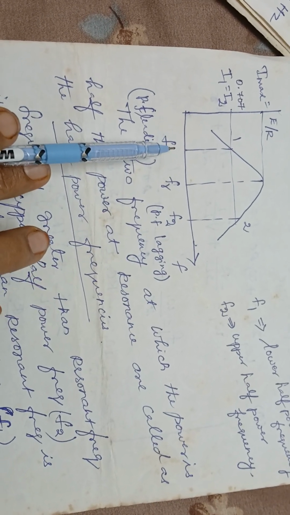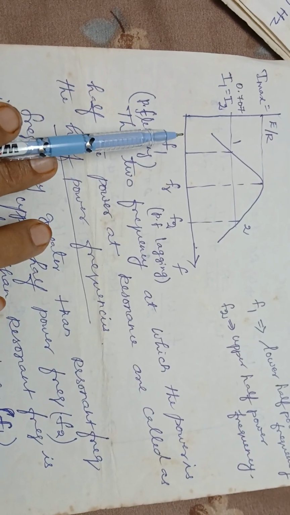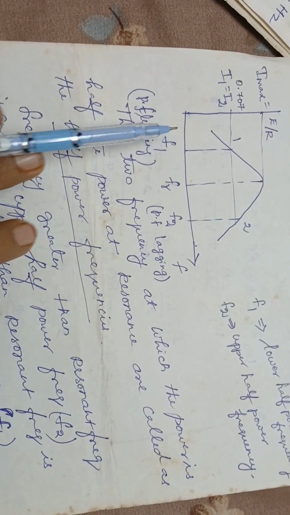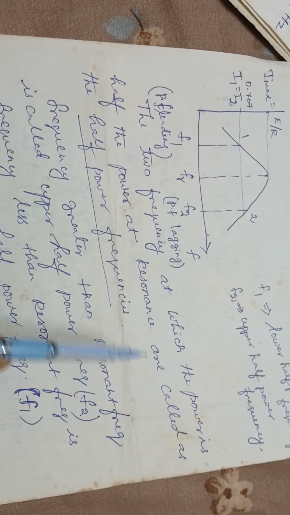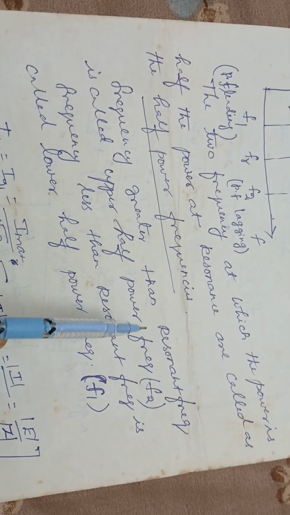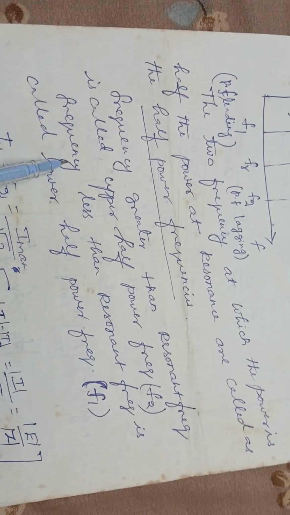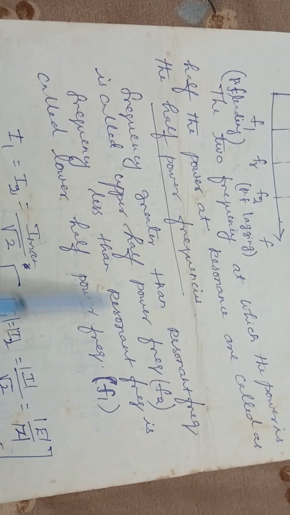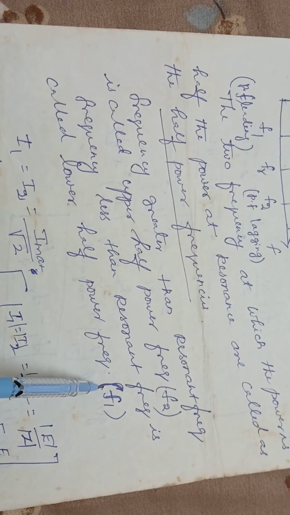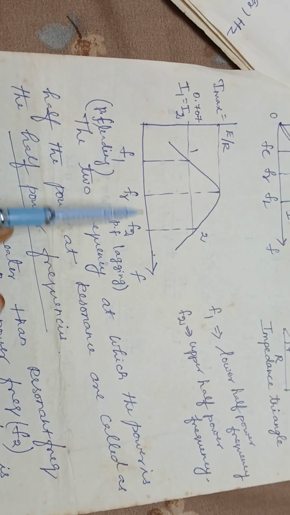So the two frequencies at which the power is half the power at resonance are called the half power frequencies. The frequency greater than the resonant frequency is called the upper half power frequency, and the frequency less than the resonant frequency is called the lower half power frequency. This is the lower half power frequency, this is the upper half power frequency.